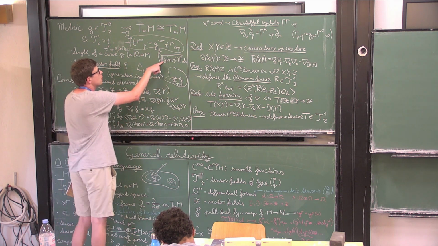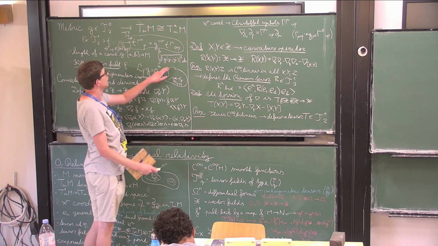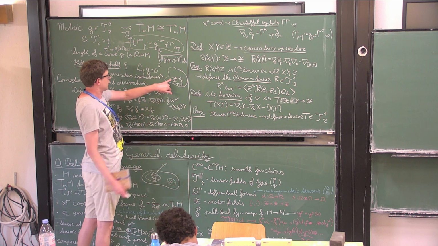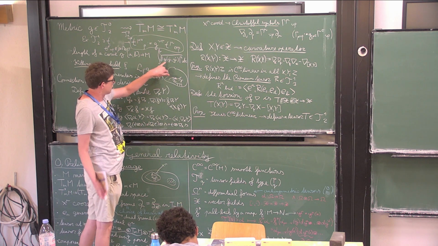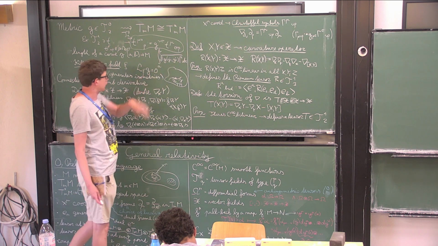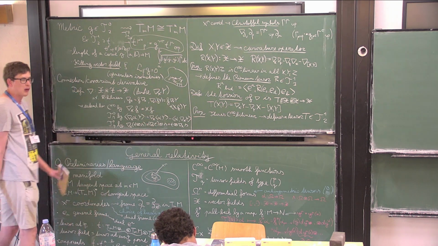I put absolute value because I will also be working with metrics which are not necessarily positive definite. So this is just the usual old expression. You just take the vector, take its inner product with itself, absolute value, square root, and then you integrate. So you just chop it up into small pieces and follow the usual logic.